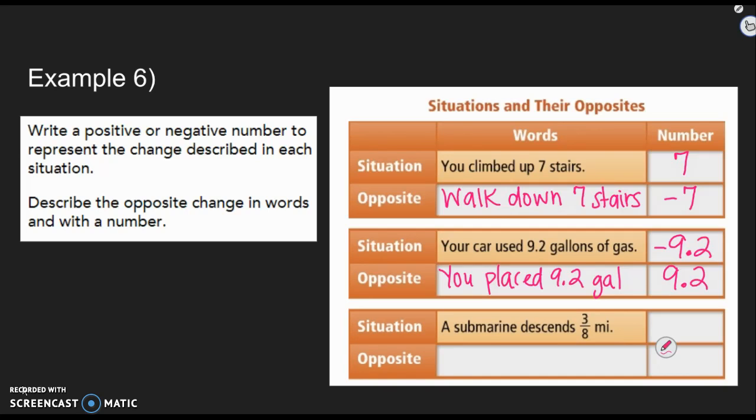The last situation says a submarine descends 3/8 of a mile. The word descends means to go down. So that's going to be a negative 3/8. The opposite of descending is ascending. So a submarine ascends 3/8 of a mile. That's a positive 3/8.